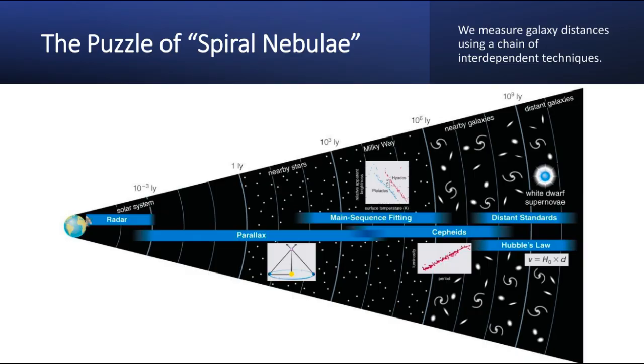So these are all kind of independent distance measurements, and they don't all overlap. They work for different distances that you're measuring out in space.